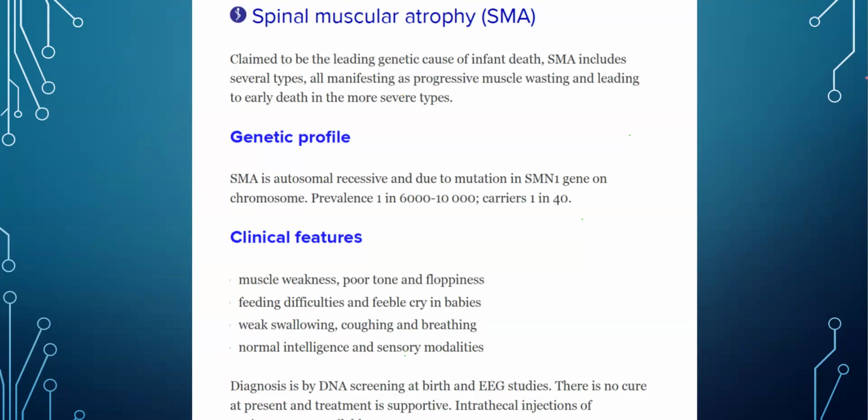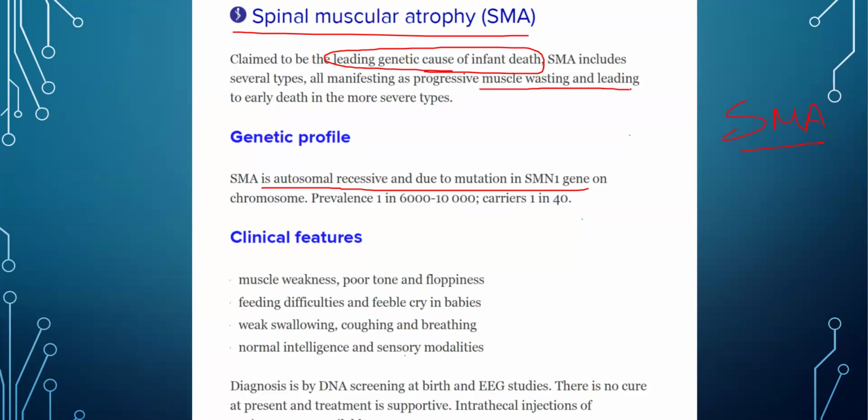Then there is a condition called SMA, or spinal muscular atrophy. Very important for exam, SMA. Spinal muscular atrophy is an autosomal recessive condition, and it is one of the leading genetic causes of infant death. SMA has several types. Type 1 is usually the worst one, which comes during early infancy. Its main presentation is progressive muscle weakness and wasting.